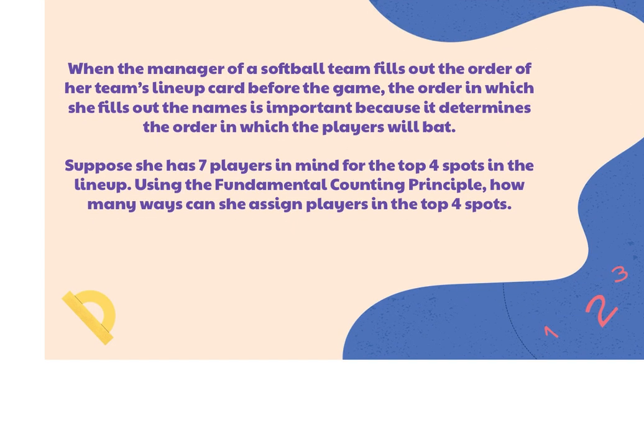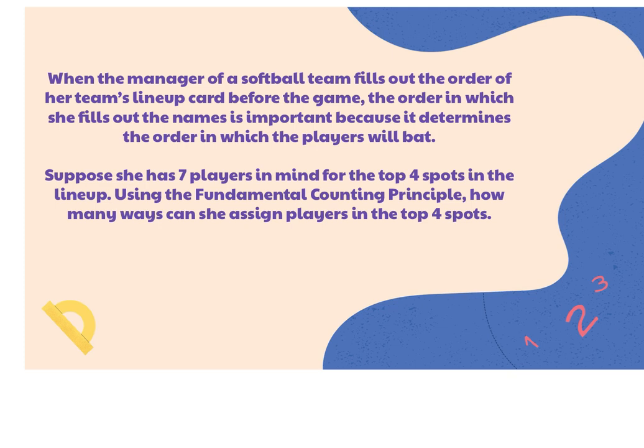When a manager for a softball team fills out the order of the lineup, the order in which they fill out the names is important, because that's also going to give you the batting order, the order in which the players bat. Suppose you have 7 players in mind for 4 spots at the top of the lineup. How many different ways can 7 players go in there?